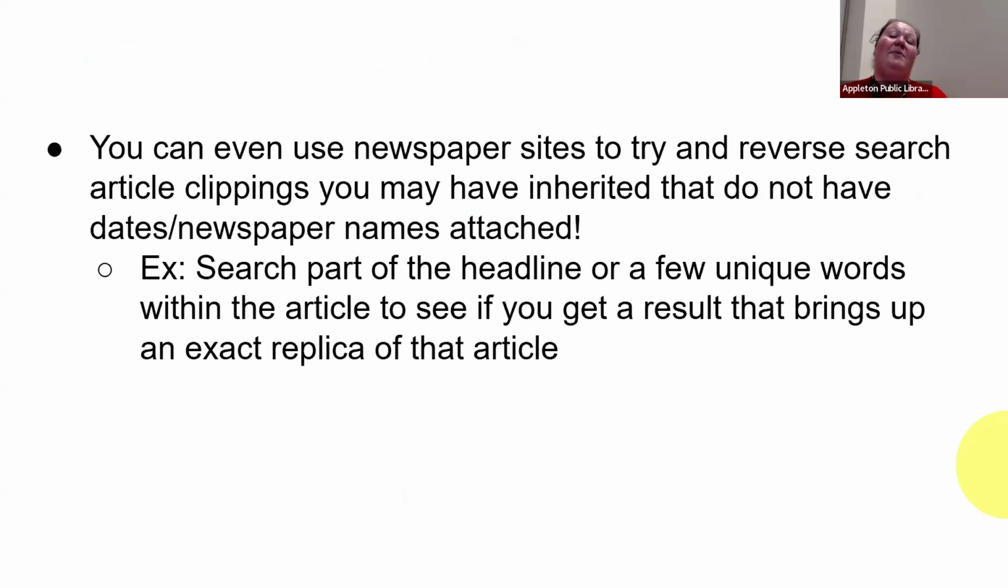You can even use newspaper sites to try and reverse search article clippings that you might have inherited that you don't know where they came from. So maybe you don't have a date or a newspaper name attached to a clipping that your grandma saved and passed on to you. Well, search part of the headline or a few unique words in that clipping and see if you get a result on any of these online newspaper sites, to see, can I find an exact replica of this article so that I can find that newspaper name and that date and that page for my citation.